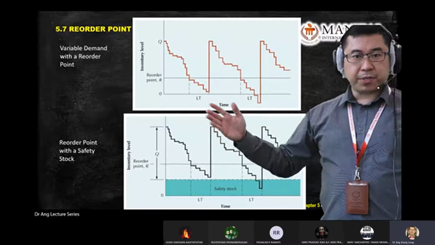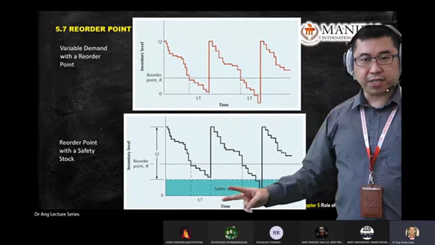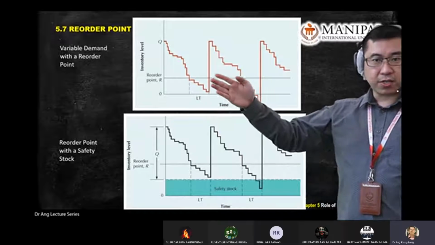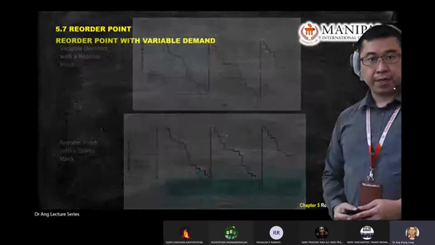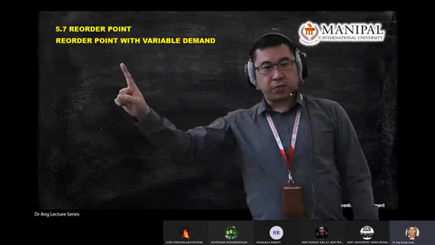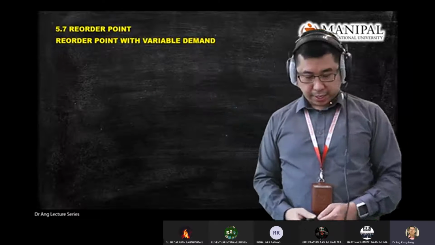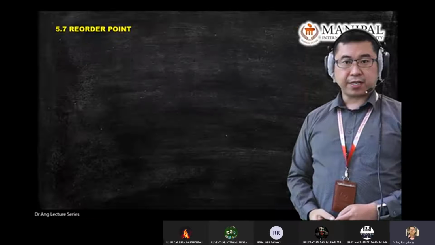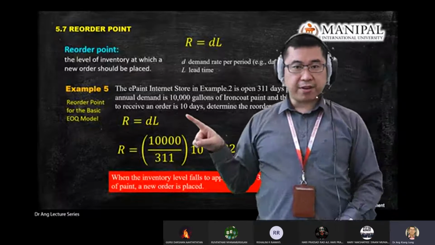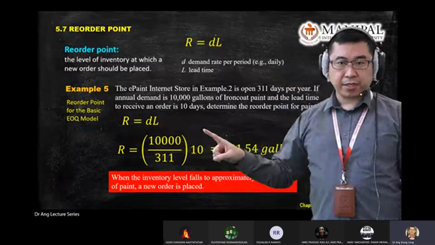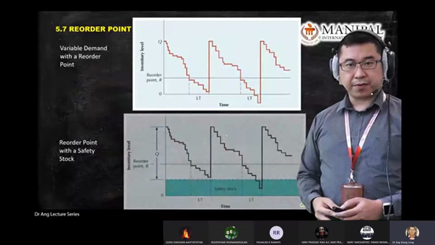There's a comparison between the variable demand and with the safety stock. This one is without safety stock. This one is with safety stocks. All right, now today we learn something new with this reorder point with variable demand. Previously, in example 5, we have a fixed demand D. But what happens if the D is variable?